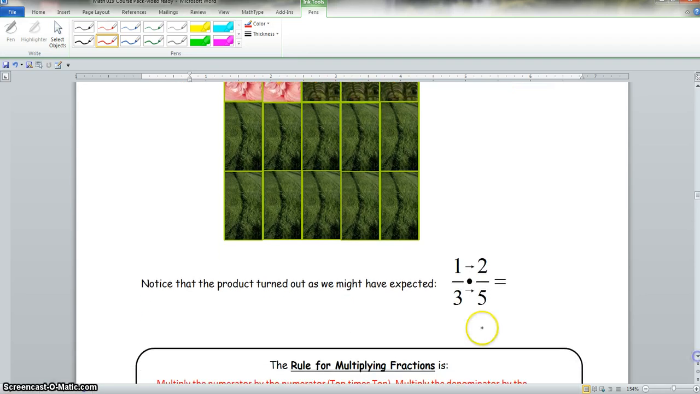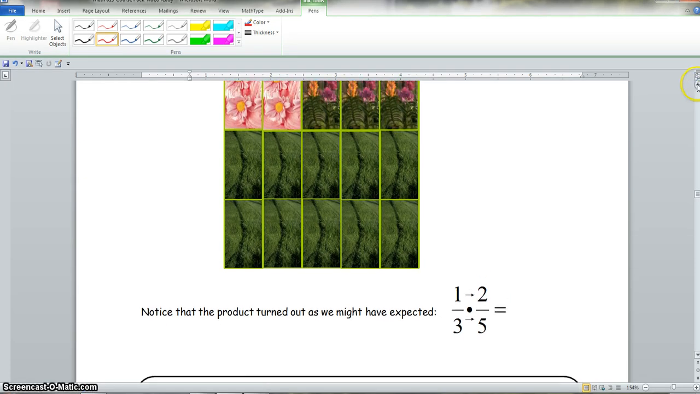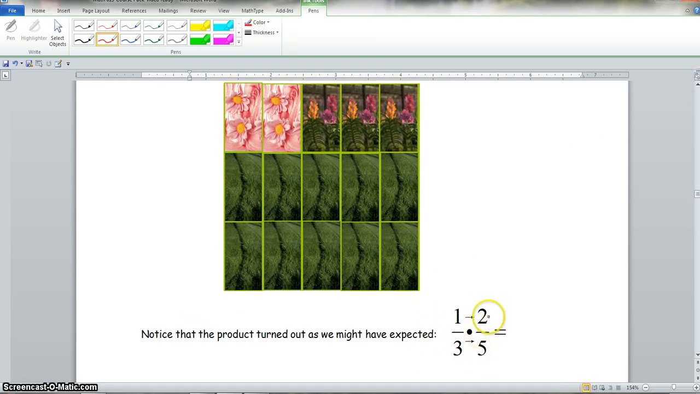Okay, now notice that the product turned out as we might have expected, 1/3 times 2/5. Now, if you look here, this has been converted to this multiplication of fractions. 1 times 2 is 2, 3 times 5 is 15. So if you look here, we could count up 15. 1, 2, 3, 4, 5, 6, 7, 8, 9, 10, 11, 12, 13, 14, 15. That would be our denominator, the whole. Now we have 2 of Gerber daisies. So that would be 2 out of 15, which would be our final answer.